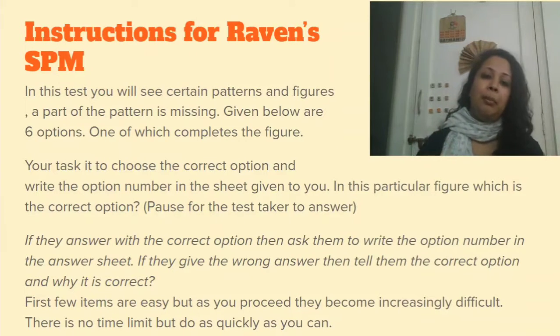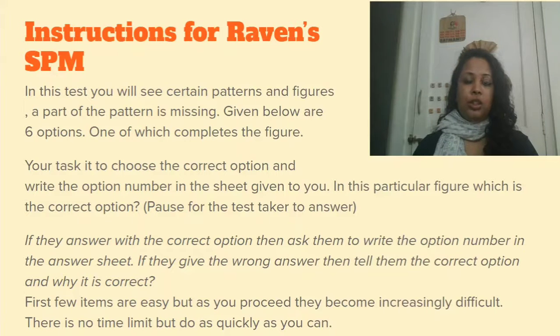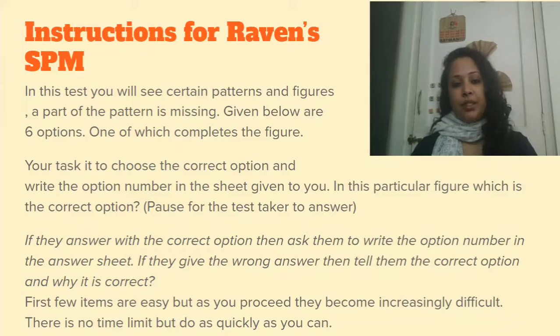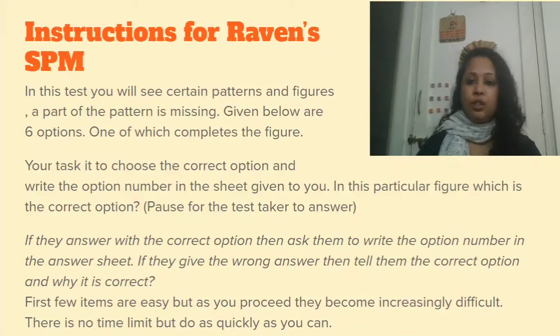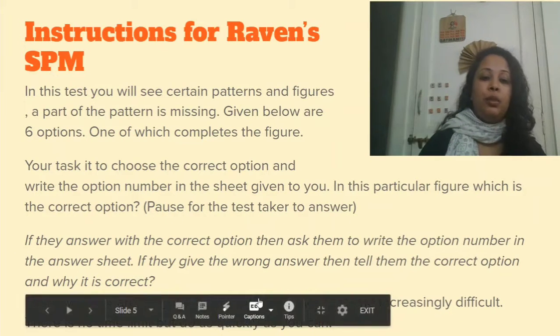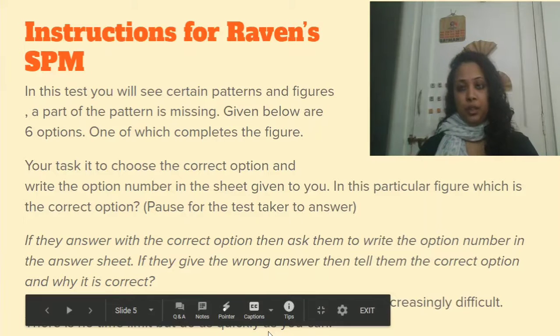Over here I have a sample of the instructions for an intelligence test, the Raven Standard Progressive Matrices. So over here you can see the instructions. For this particular test, the instructions are not written in the booklet. You have to actually say them out by heart to your test taker. Usually you will have certain things in brackets, like where you have to pause, or in italics where it's the procedure and you don't have to read it out.